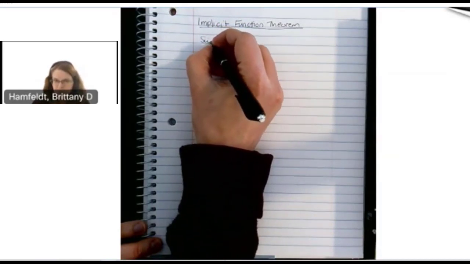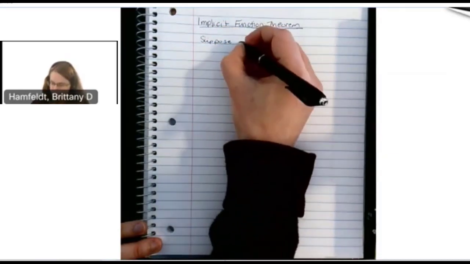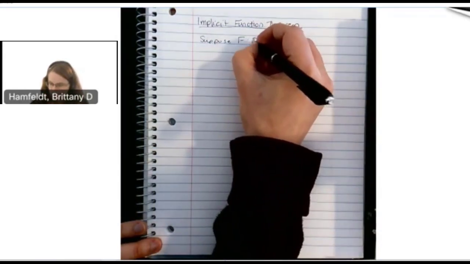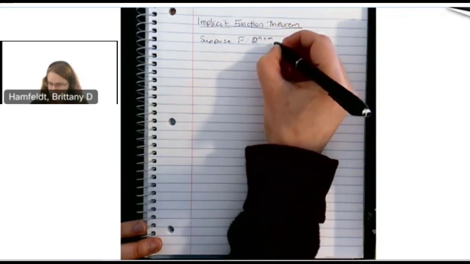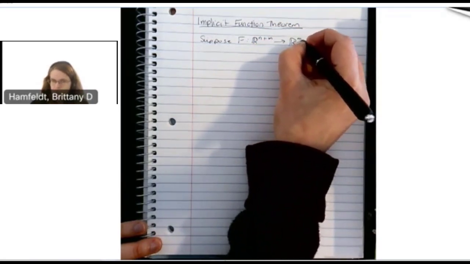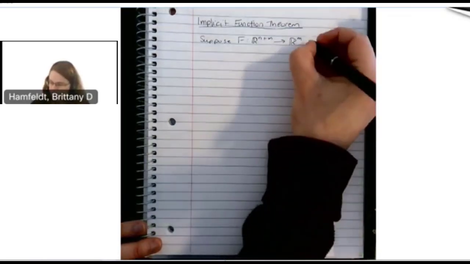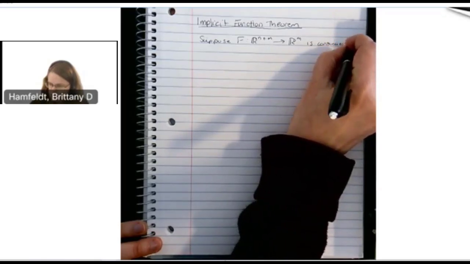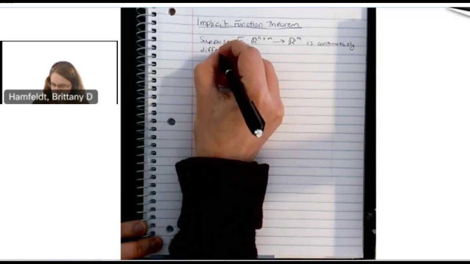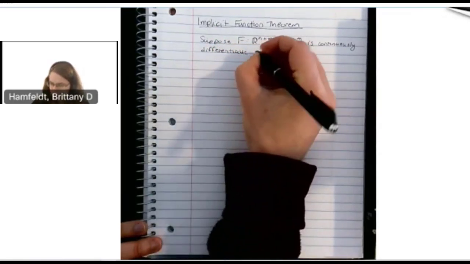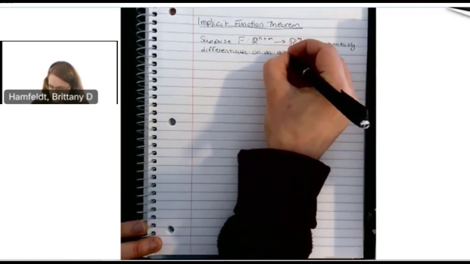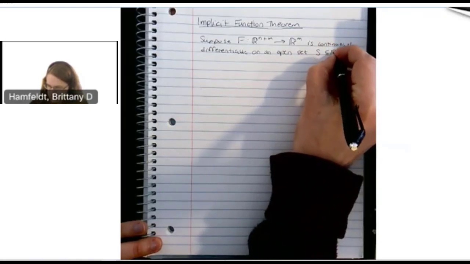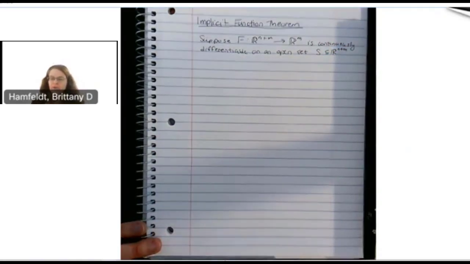So let us suppose that we have some mapping, and it's not square, so we have more inputs than outputs. But it's kind of well behaved. It is continuously differentiable on some open set. And we have some reference point.